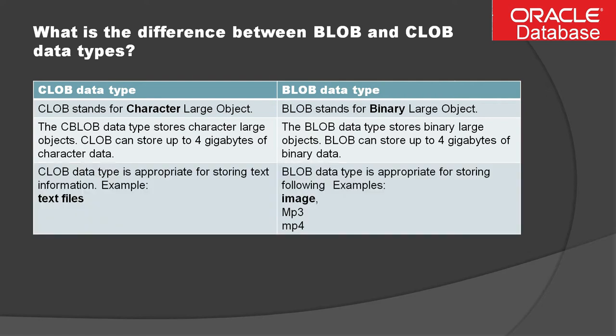Now when we take an example, the CLOB data type is appropriate for storing text information. For example, all kinds of text files which store only text-oriented information, right? On the other side, the BLOB data type is appropriate for storing binary-oriented data. Examples are images, mp3 and mp4 files, etc., right?